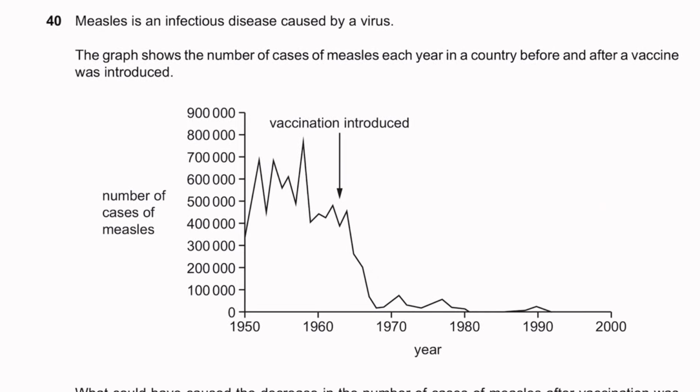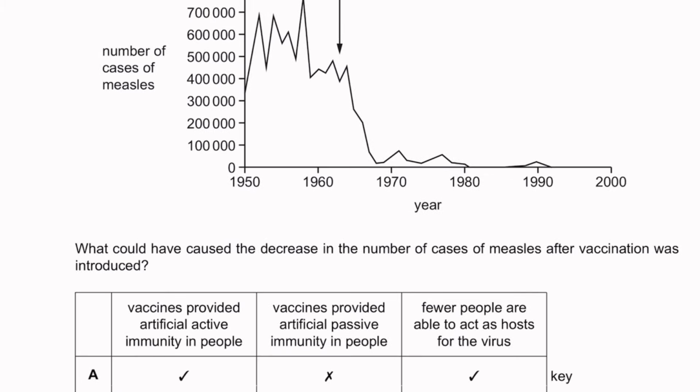C. 14 Measles is an infectious disease caused by a virus. The graph shows the number of cases of measles each year in a country before and after a vaccine was introduced. So you have vaccination was introduced, and you could see the number of cases of measles dropped a lot. So what could have caused the decrease in the number of cases of measles after vaccination was introduced?